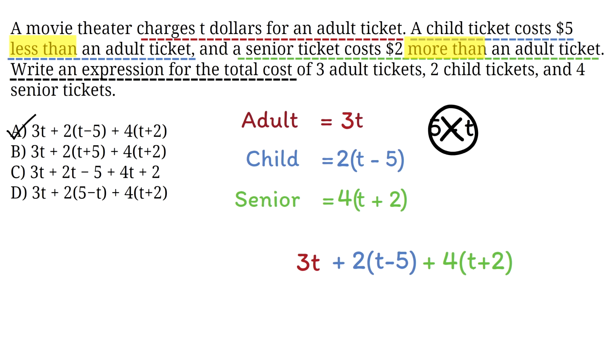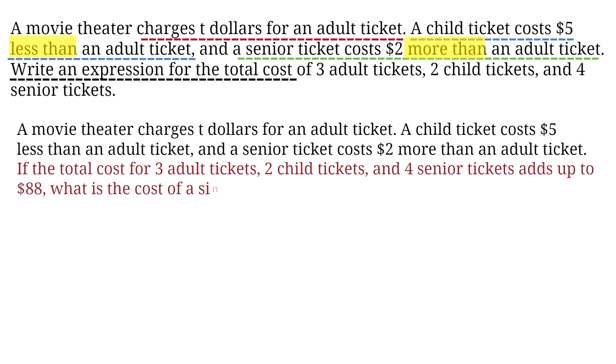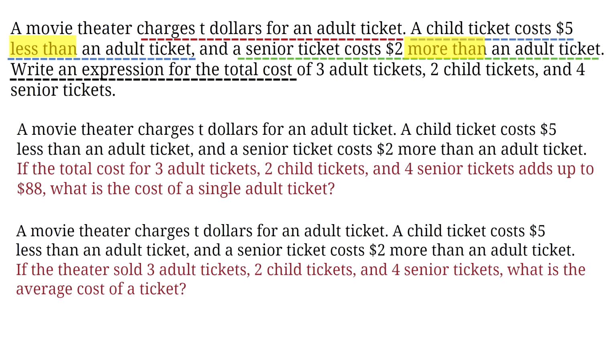Let's mention a few twists that are possible on the GED. First, you can be given the actual total and asked to find the cost of an adult, child, or senior ticket. Secondly, expression questions can be in a form that requires other knowledge. You can have a question like, what is the average cost of a ticket? Or what is the ratio of child tickets to senior tickets? Here, you have to know how averages or ratios work to write the correct expression.